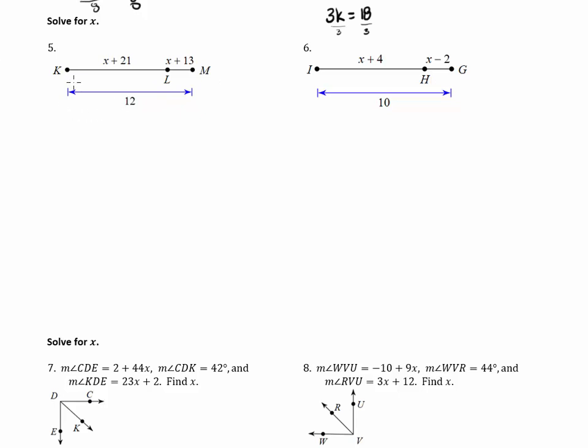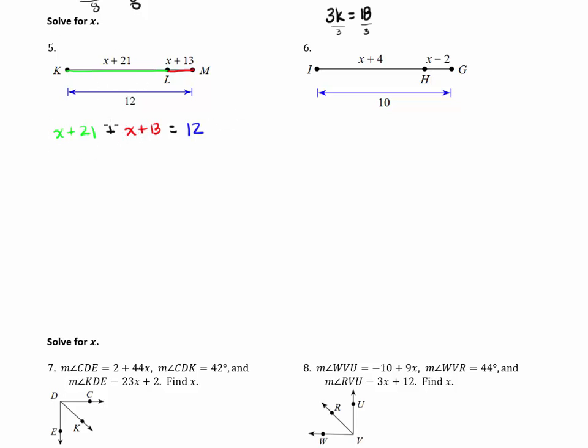We've got the distance from K to L is equal to x plus 21. The distance from L to M is equal to x plus 13. The whole thing has to be equal to 12. So if we take, this is the segment addition postulate, this green piece plus the red piece, it's going to give us the whole thing. So we're going to have x plus 21 plus the red piece, x plus 13. We know that that has to equal 12. And now we can just solve.